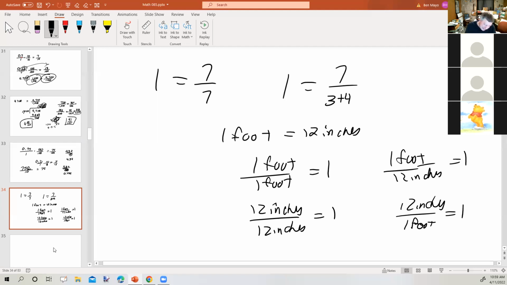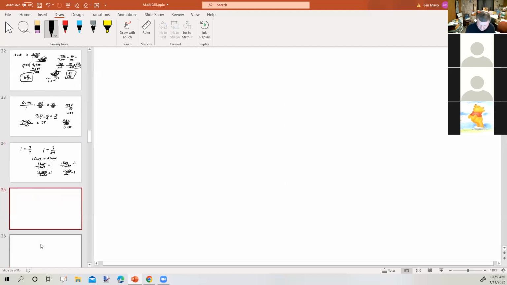All right, now we're going to take that concept and deal with percents. If I eat 1 candy bar, an entire candy bar, what percent of the candy bar do I eat? 100%. There you go. So the number 1 is equal to 100%.